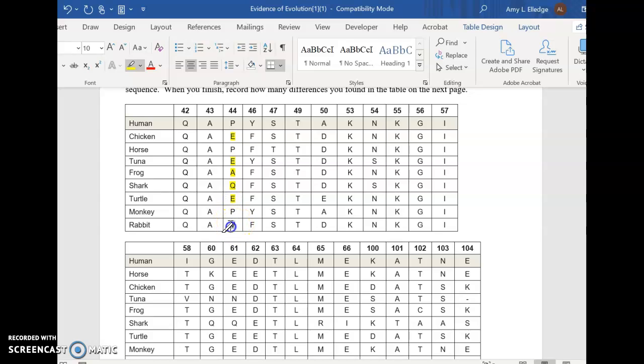Okay, there we go. And we're going to do the same thing here. So here's a Y. Anything that is not a Y, you're going to go ahead and highlight, because we're highlighting all the differences. When you get done highlighting, look at chicken and count across all the highlighted ones between the two categories, both here and here, and add them all up, okay?